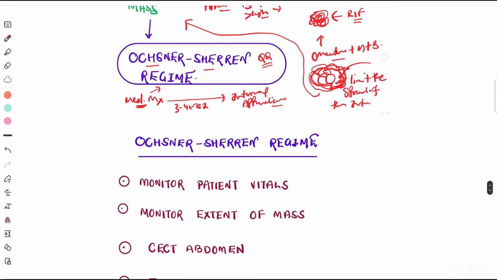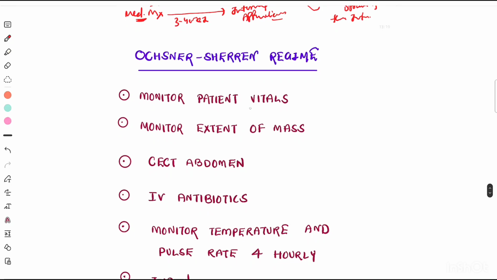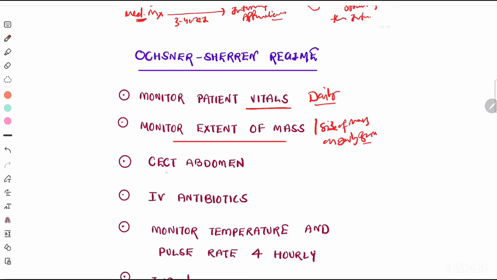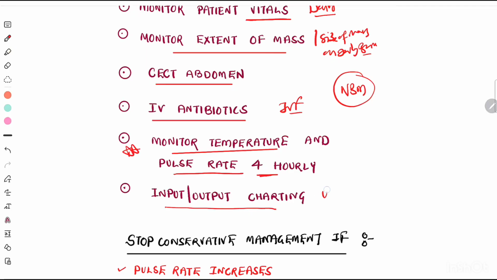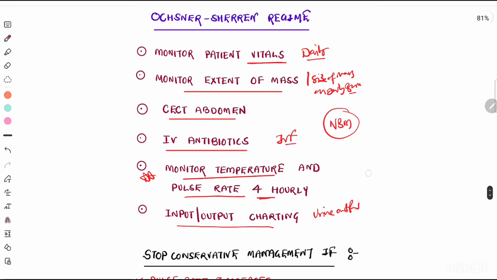In this regimen we monitor the patient's vitals daily, and we monitor the extent or size of the mass on a daily basis. We can perform a CT abdomen. We will give the patient IV antibiotics and IV fluids. We keep the patient NBM, and we monitor the temperature and pulse rate 4 hourly, and we do input output charting for urine output. So these are the things we do in the Ochsner-Sharon regimen.